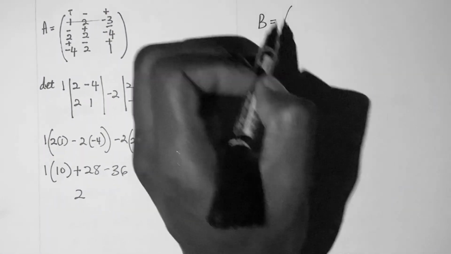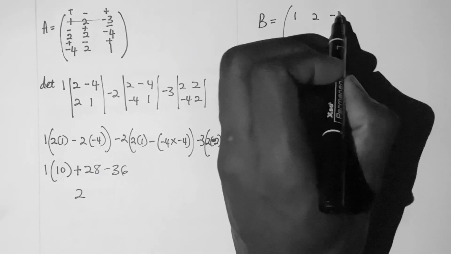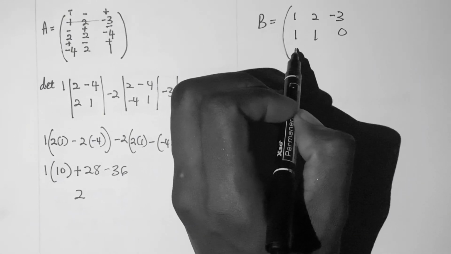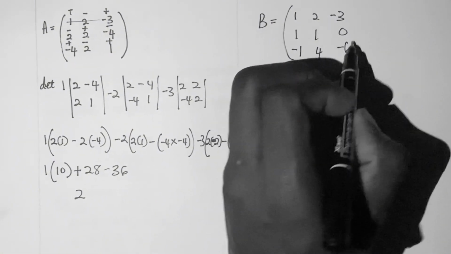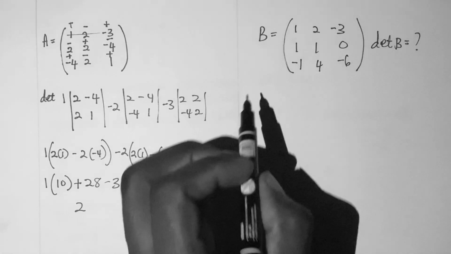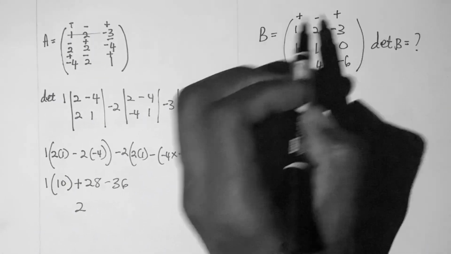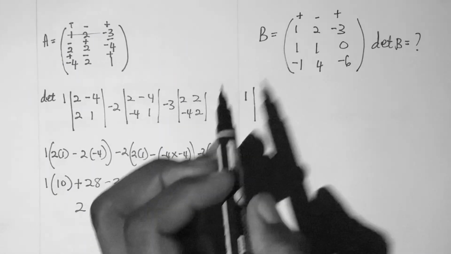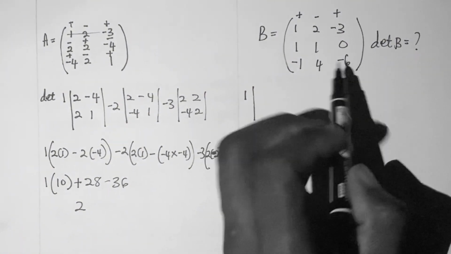B is equal to 2 1 2 minus 3, then 1 1 0, and minus 1 4 and minus 6. What is the determinant of B? So just as we did, plus minus plus. So you take 1, then cross out the row and column in which that element appears. So we'll be left with 1 0 4 minus 6.